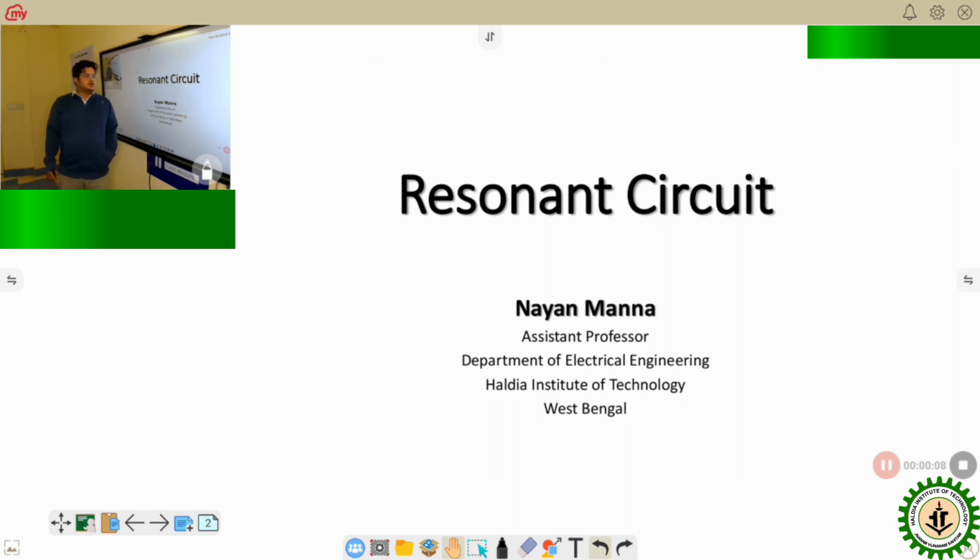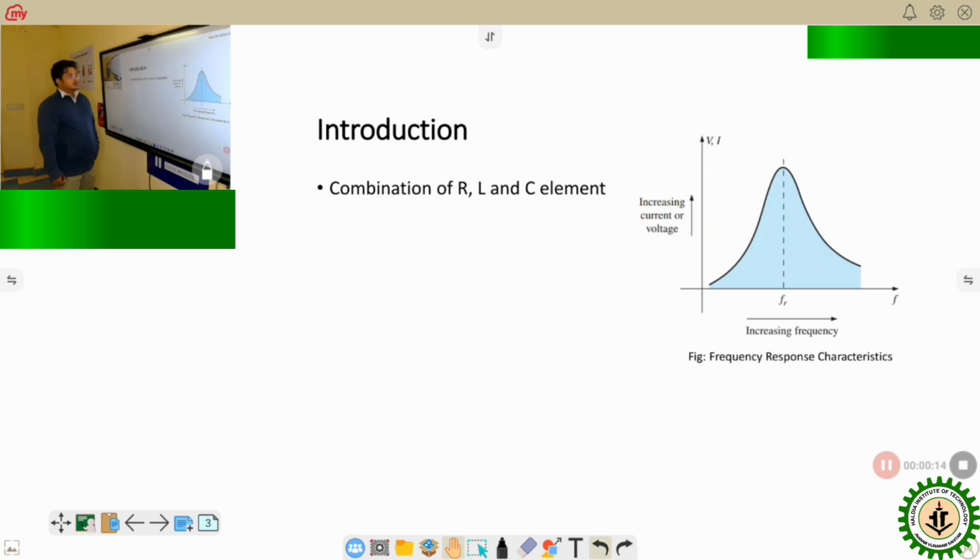So today I am going to discuss resonant circuit. First of all, a resonant circuit contains resistor, inductor and capacitor, which are the basic elements of an electric circuit. Now if we see the frequency response of any resonant circuit, then it looks like this.